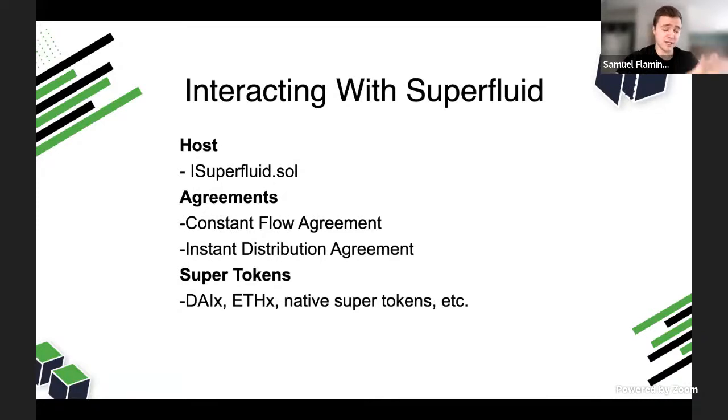I won't dive too deeply into the instant distribution agreement today, but it's worth checking out because it allows you to distribute funds on a one-off basis to lots of users without having to pay incremental gas costs for each new user you send funds to. But today we're going to specifically discuss the constant flow agreement, because that's what facilitates all of the money streaming that you're probably familiar with. And then finally, the third type of contract that you'll be interacting with is super token contracts. So things like DAIx, which is super token DAI, ETHx, which is a super token version of ETH, and native super tokens as well, which we might talk through a bit. But that's the third thing to keep in mind: super token contracts.